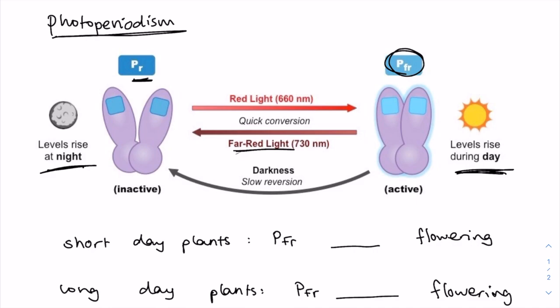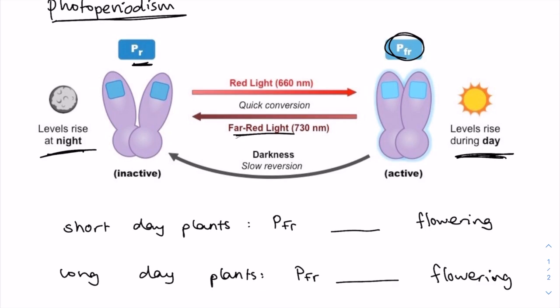Long day plants, on the other hand, flower when the days are long and hence require the night period to not exceed the critical length. In long day plants, therefore, PFR activates flowering, and flowering requires high levels of PFR, resulting from short nights. So just as a summary, PFR in short day plants inhibits flowering, and in long day plants, it activates flowering.